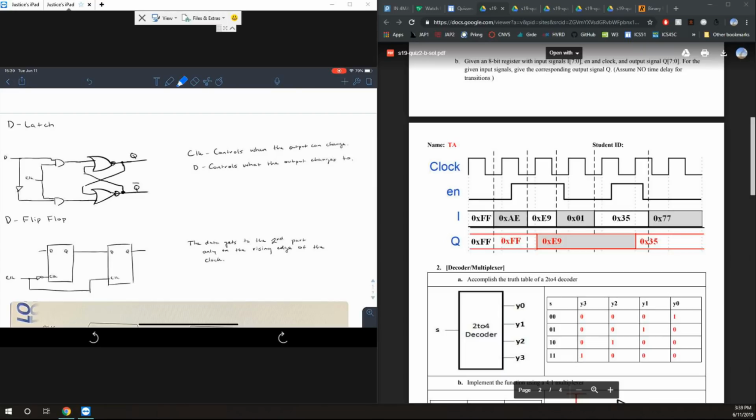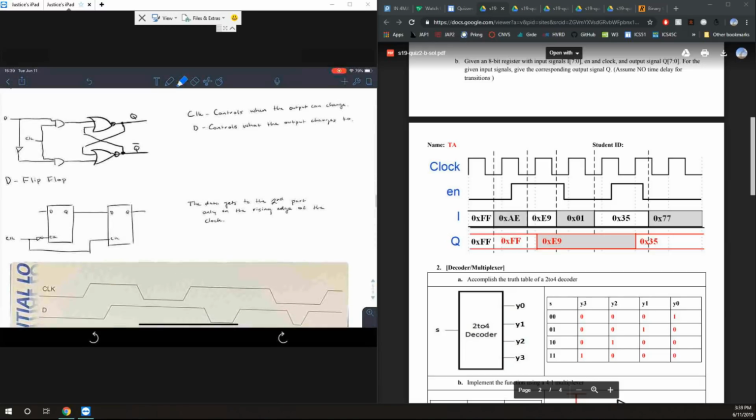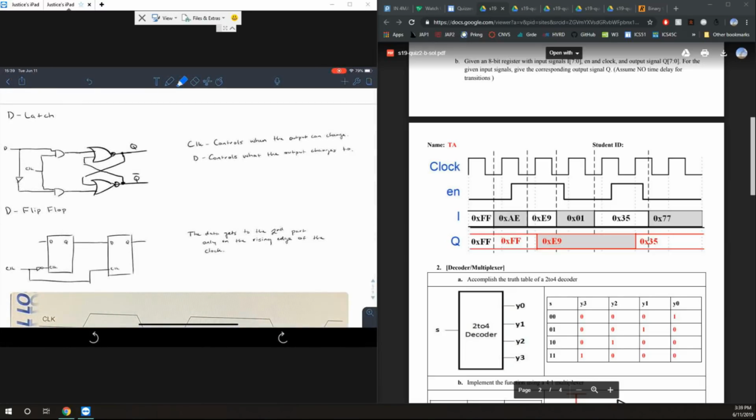Of DRAM and SRAM ago. Or of the D latch. Oh, the D flip flop latch. I mean, yeah, this is what they are here. It's just dumb, you know.